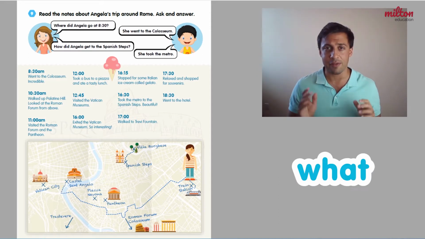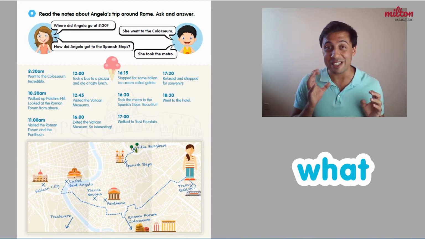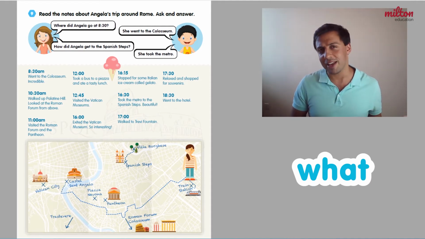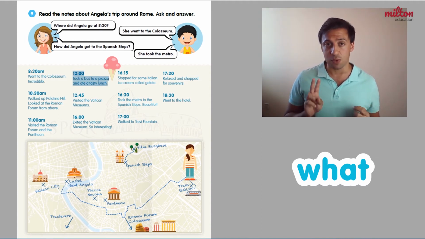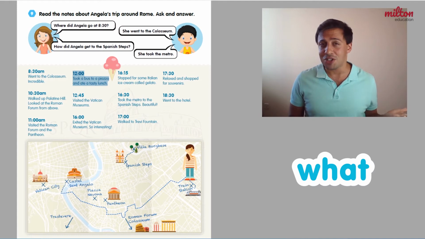Let's start with what. What is a word that we use to ask for specific information about something. I want to ask Angela, what was the best thing that you saw in Rome? And in her notes, she tells us that she ate lunch at 12 o'clock, but she doesn't tell us what she ate. What did you eat for lunch, Angela?